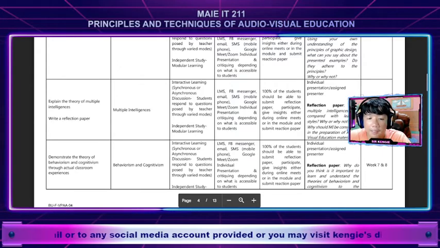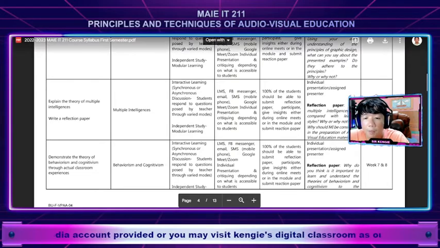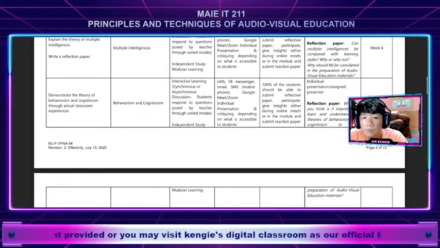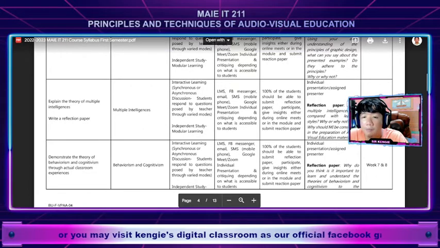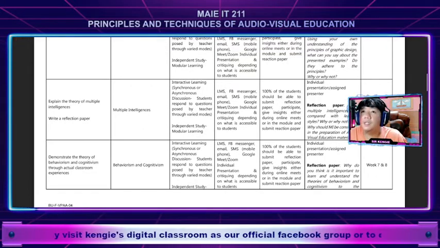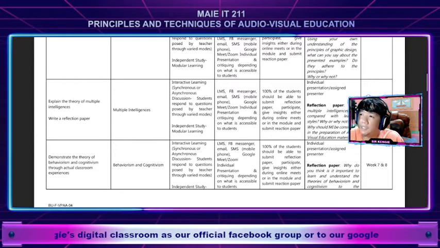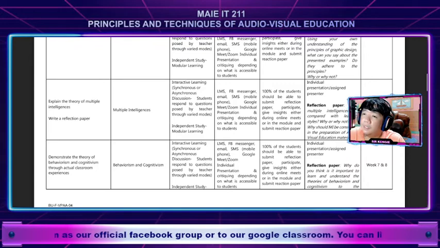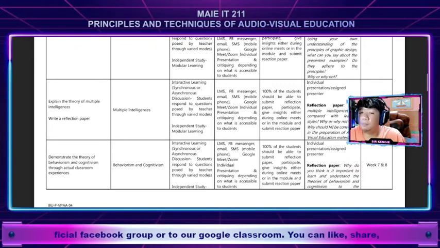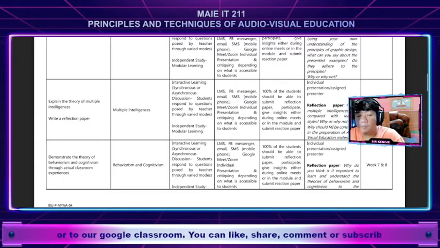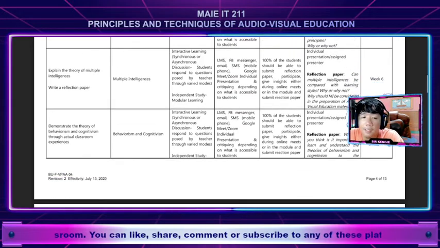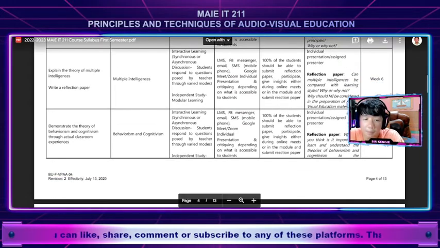So, this is my assessment that you will do. Aside from reaction, you will be preparing a reflection paper about what will be the learning styles that I can apply using the diversity of the students as far as their intelligence is concerned. Okay? After the multiple intelligences, another topic is about behaviorism and cognitivism.